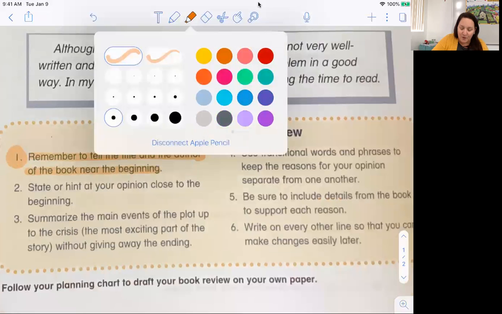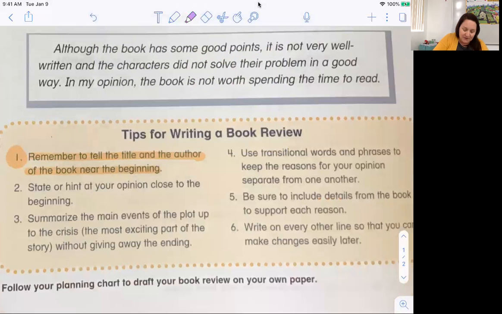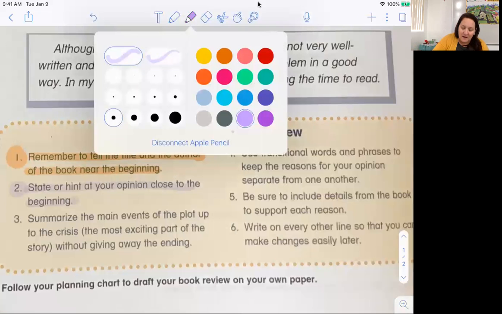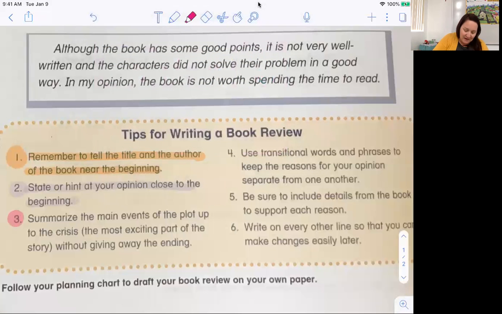So super important that you do that first. Number 2, state or hint at your opinion close to the beginning. So if you don't necessarily like the book, you probably want to hint at it close to the beginning of the story. Or if you like the book, you want to hint at it close to the beginning of the story.